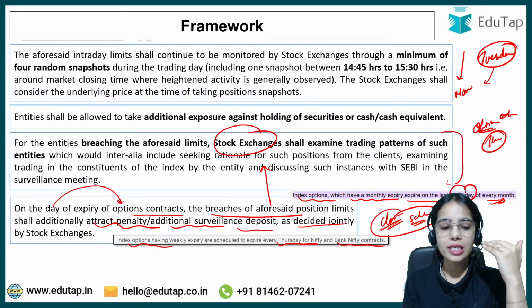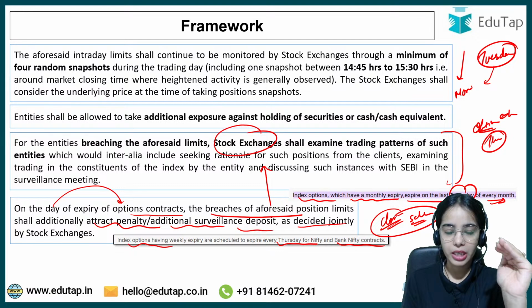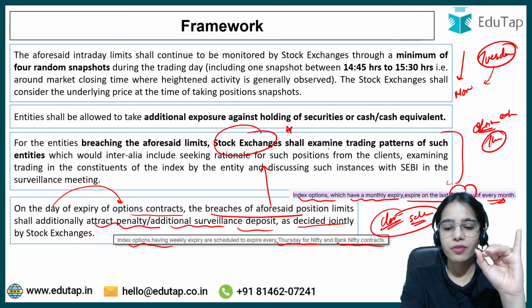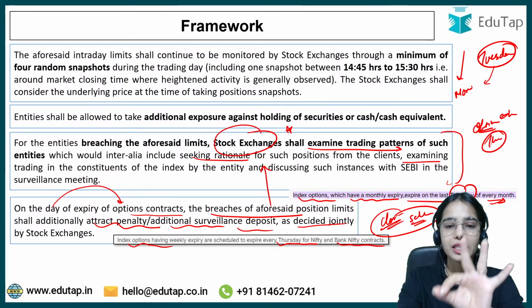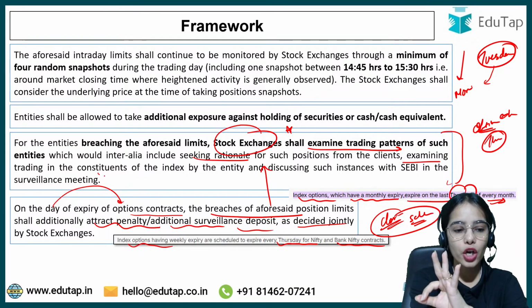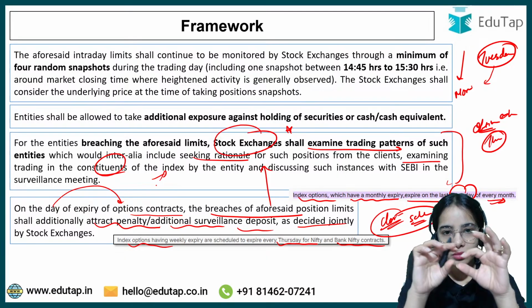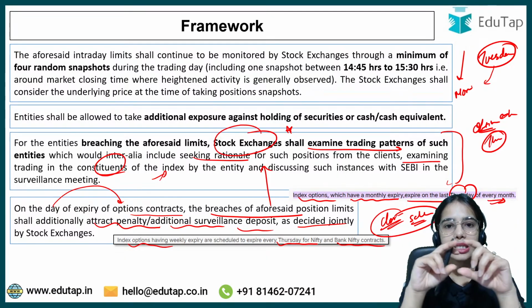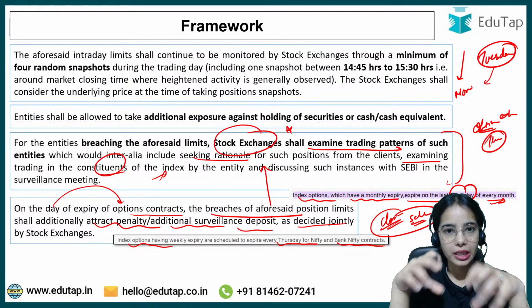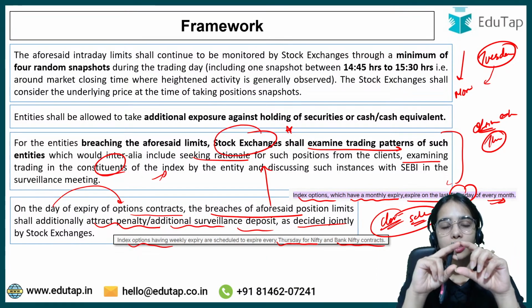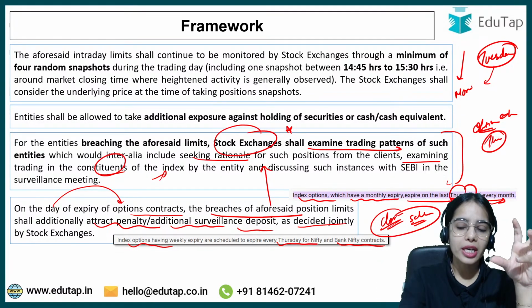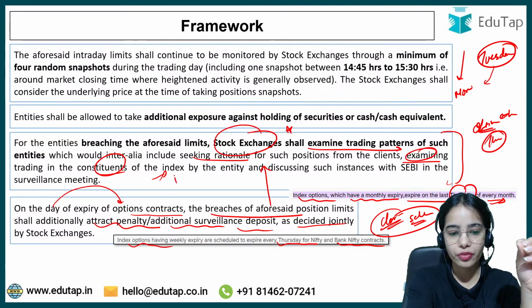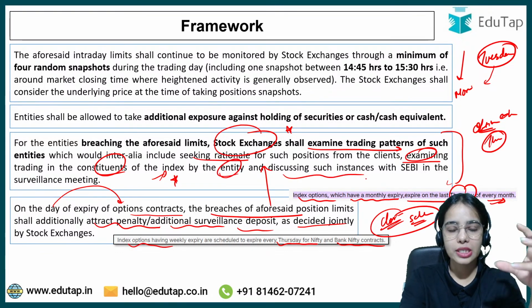So first of all, if there is a breach of the aforesaid limit, then the stock exchanges will take certain steps. They will examine the trading pattern of the entity that has breached the limit. They will also seek a rationale for why the limit has been breached. They will also examine the trading that the entity has done in the constituents of the index, that is, the companies that are coming in the index. If it is the Nifty 50 index, the top 50 companies are in the index. If it is a Bank Nifty index, the banks are in the index. So the stock exchange will also examine the trading in the constituents of the index by the entity and discuss such instances with SEBI.